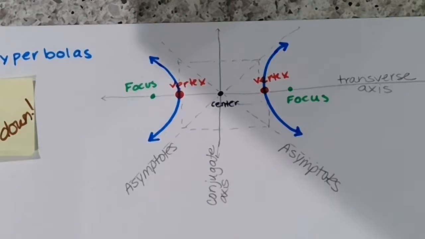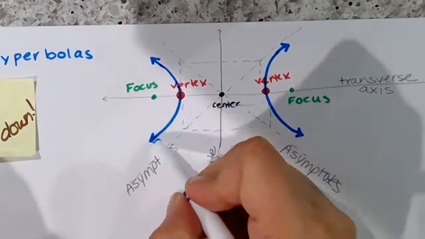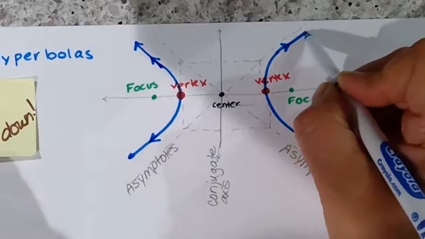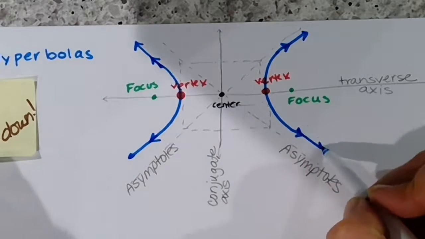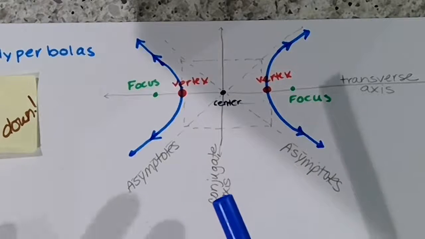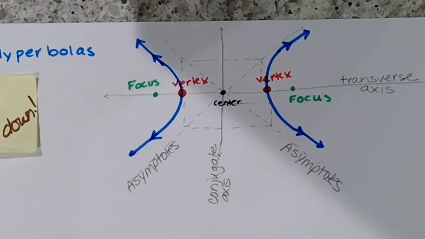And you could actually extend your graph along the asymptotes. So this would kind of continue going this way. And you would use your asymptotes as a guidance. The other thing you have to do is find your A, B, and C value.